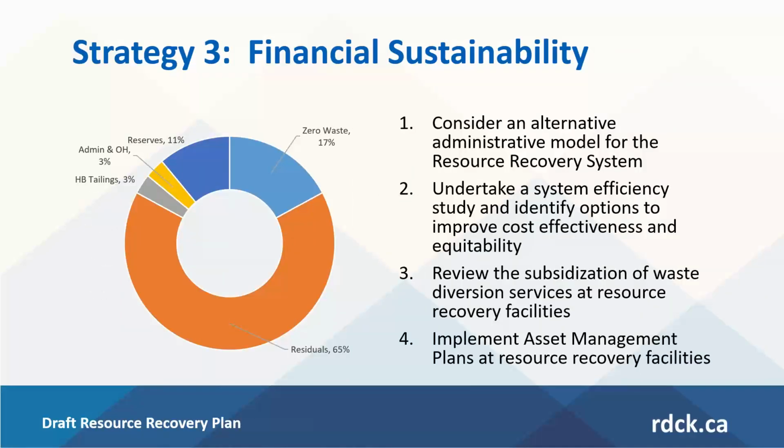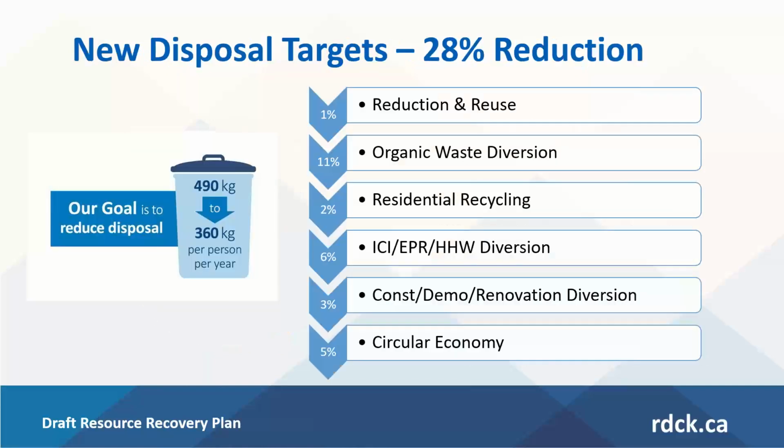So the third strategy relates to financial sustainability and looks at considering an alternative administrative model for the resource recovery system, undertaking a system efficiency study and identifying options to improve cost effectiveness and equitability, reviewing the subsidization of waste diversion services at resource recovery facilities, and implementing asset management plans at resource recovery facilities.